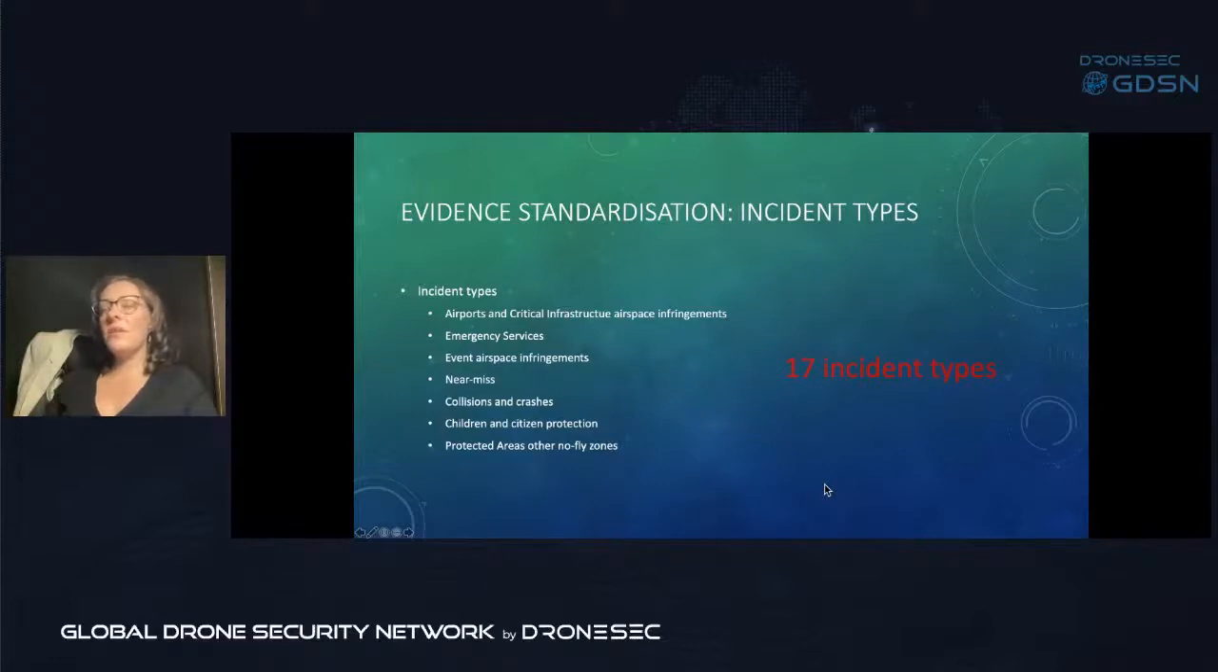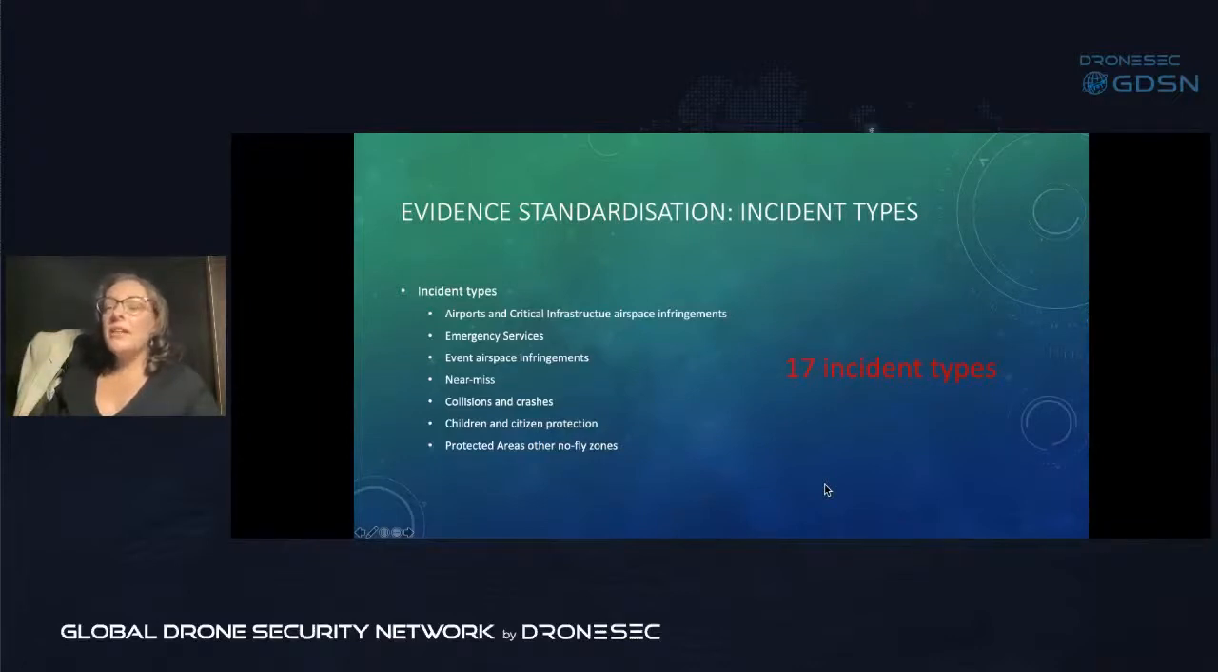So we separate these a little bit and add to them, I guess, the main incursion area where they occur. We have incident types, I guess, where it's more to do with safety and security of the people. So we have safety over children, so their playgrounds and schools, and citizen protection, such as people believing their privacy is invaded and other areas like this. So this is another area. Protected areas and other no-fly zones.